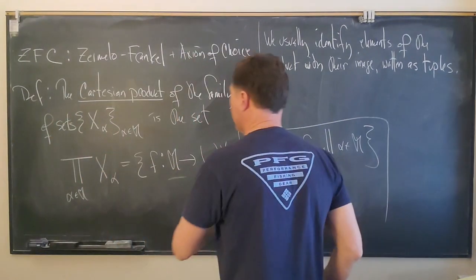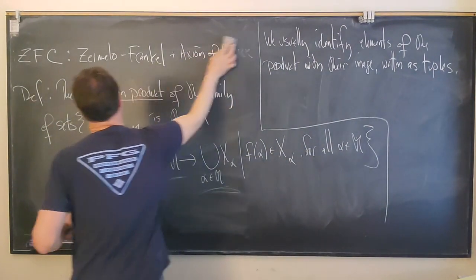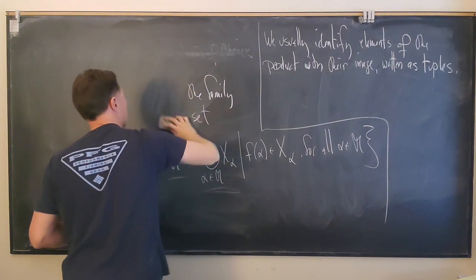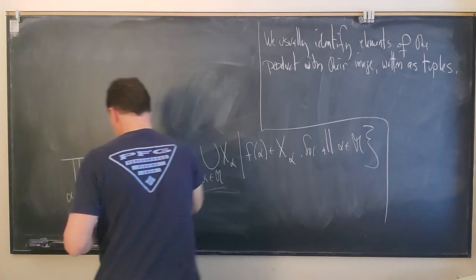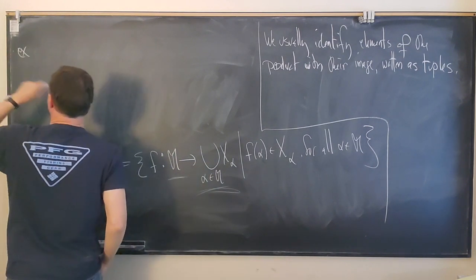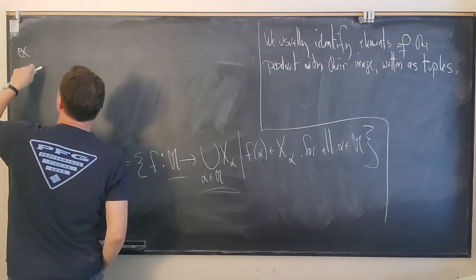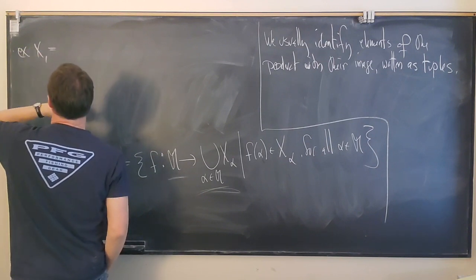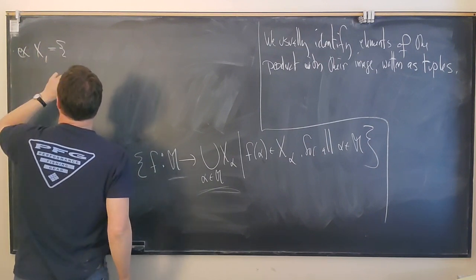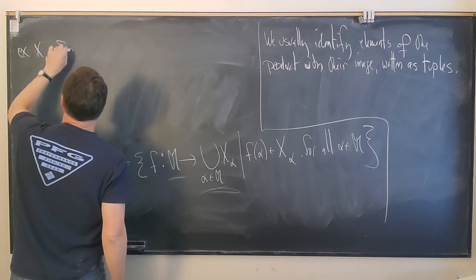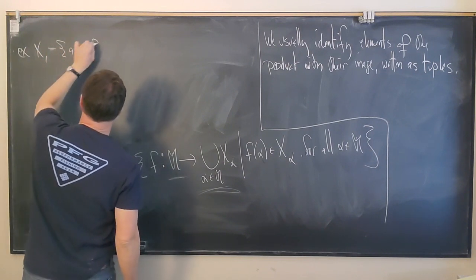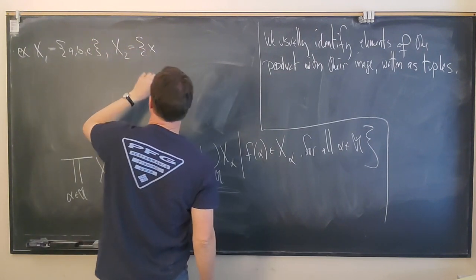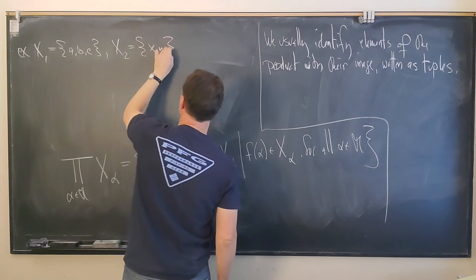So for example, let's look at the easy case. Let's say that x sub 1 is equal to the collection A, B, C. So there's my first set. And x sub 2 is the set consisting of the integers x and y.